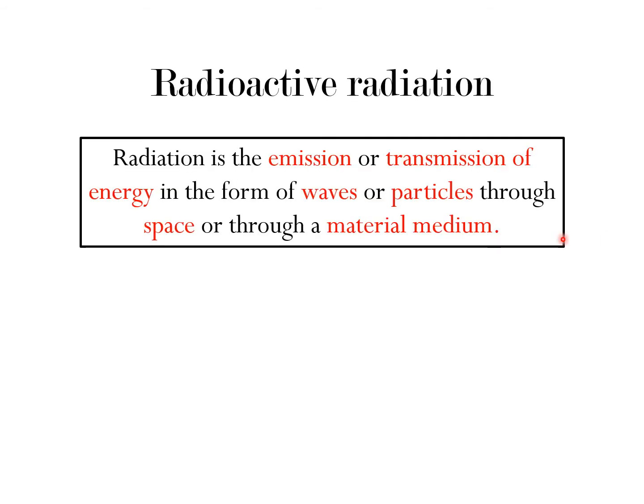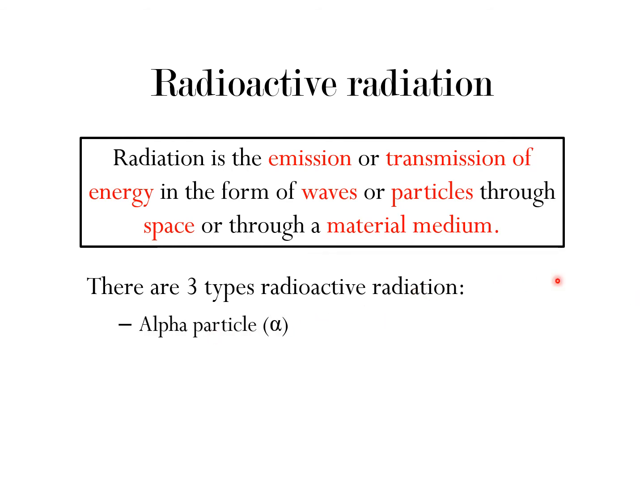Now, let me explain to you what is radioactive radiation. So, radiation is the emission or transmission of energy in the form of wave or particles through space or through a material medium. So there are three types of radioactive radiation, which are alpha particle, beta particle, and the last one is gamma ray. Now, let me introduce you alpha decay.